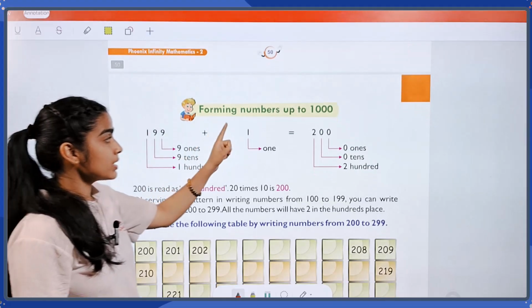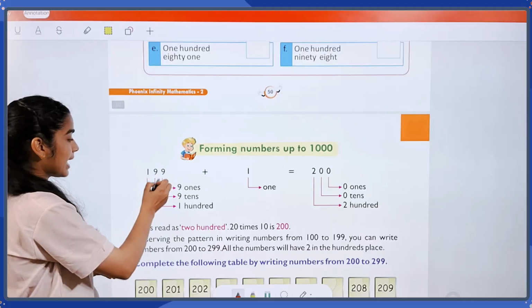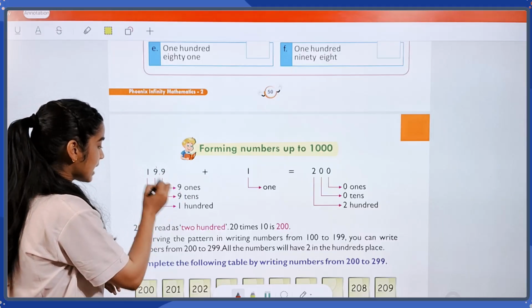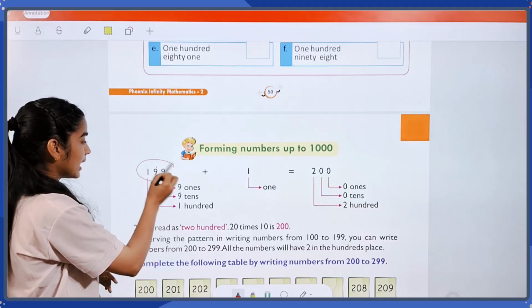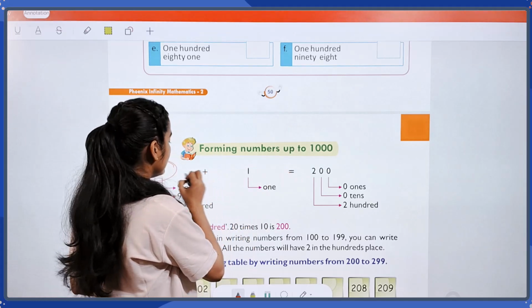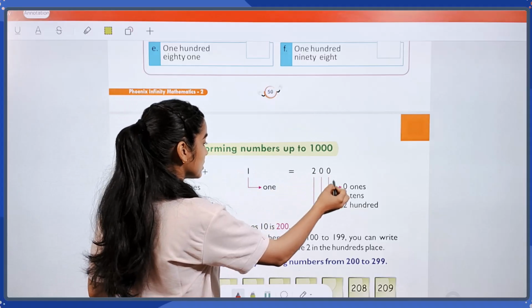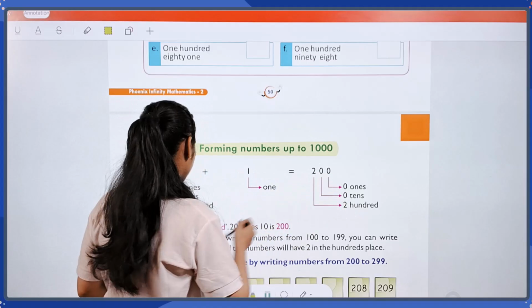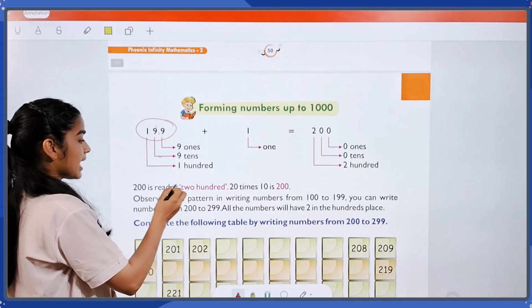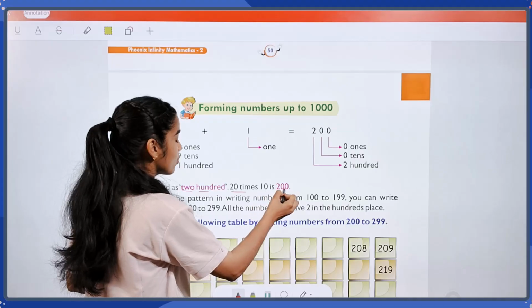Now forming numbers up to 1000. In this, we have 9 ones, 9 tens and 1 hundred, which is called 199. When we add 199 and 1 together, we get 200, which means 0 ones, 0 tens and 2 hundreds. 200 is read as two hundred. 20 times 10 is 200.